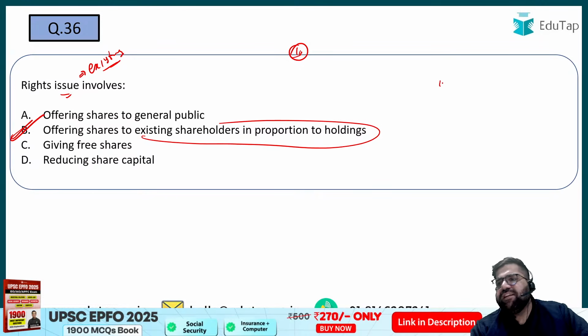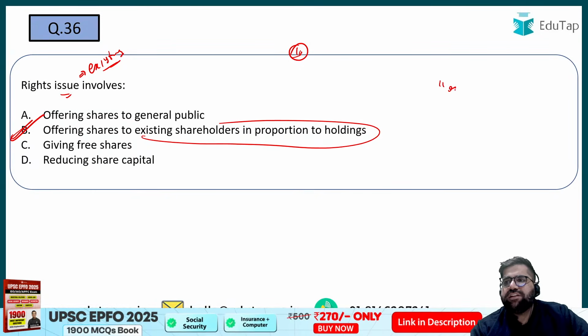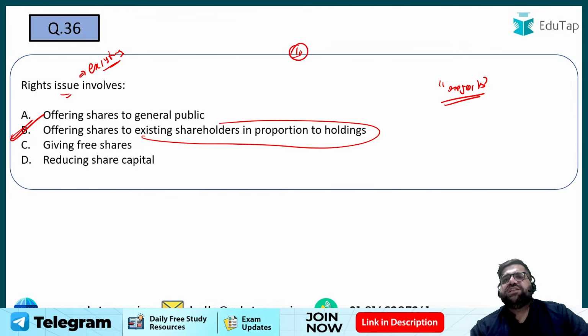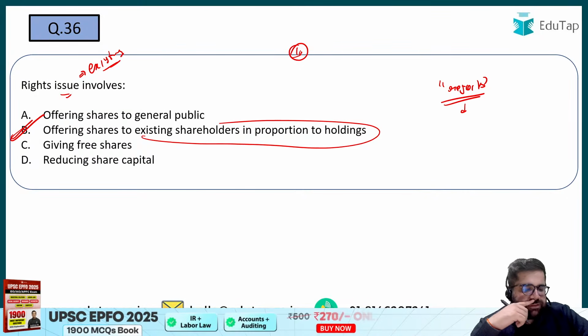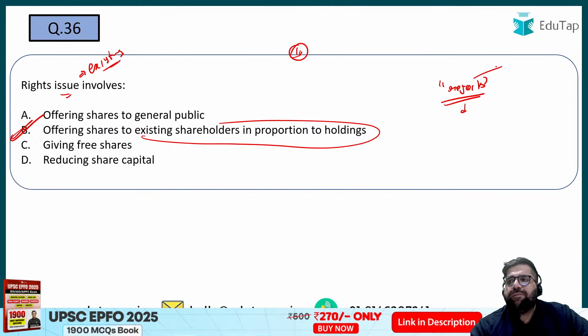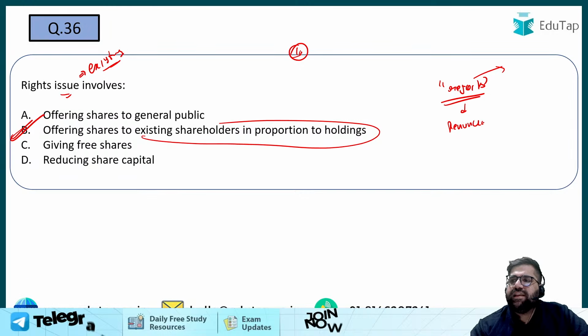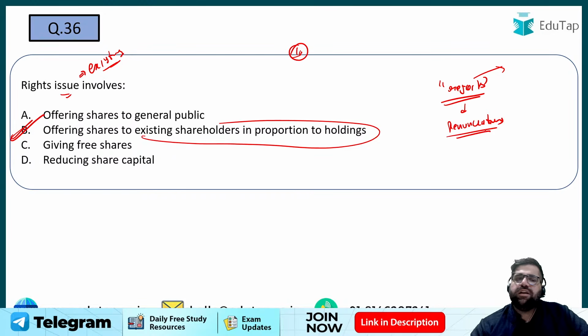But tell me, if the shareholder neglects, if the shareholder rejects your rights, he goes and he says to you that I am not willing to purchase extra shares. This particular situation is known as what? Like I am rejecting and I am selling the rights to somebody else. This is known as renunciation of right. Renunciation of rights. Very important.